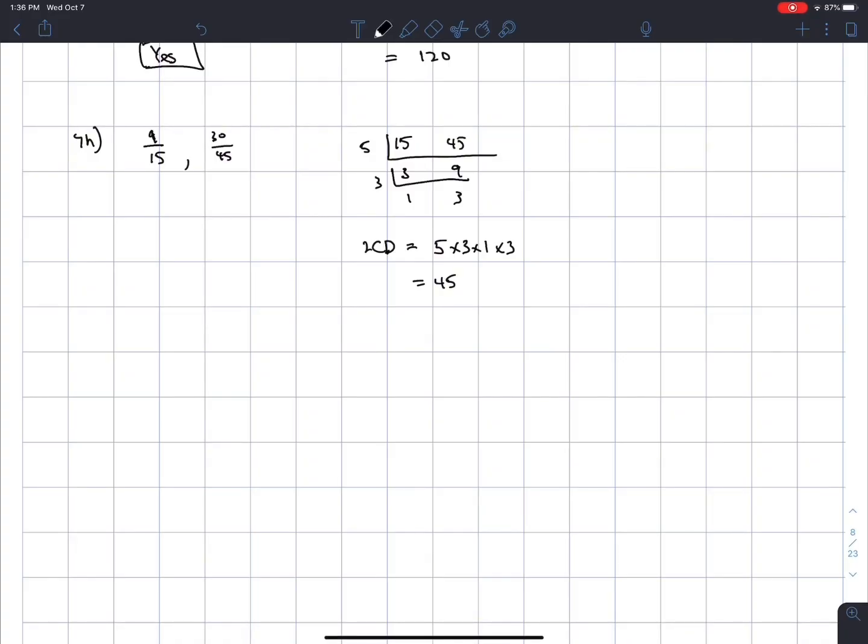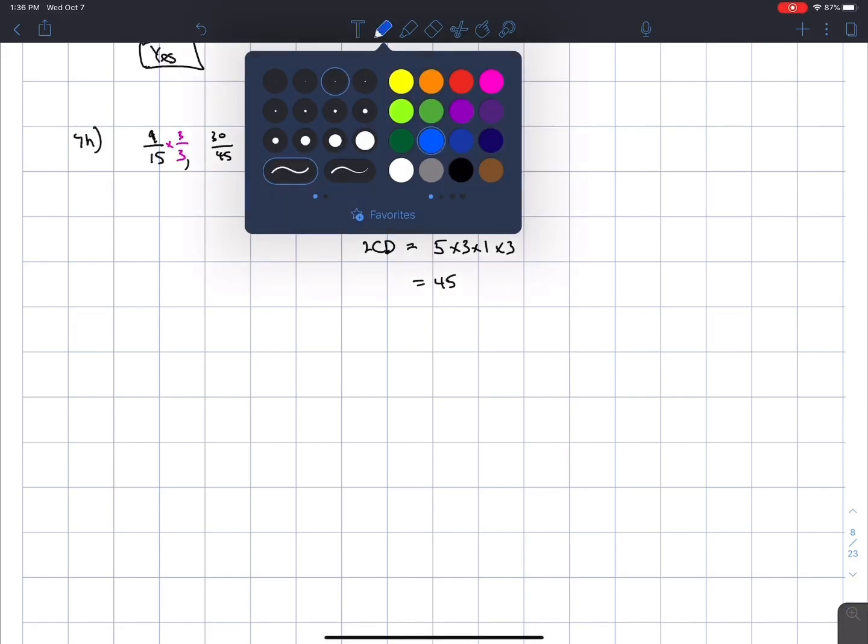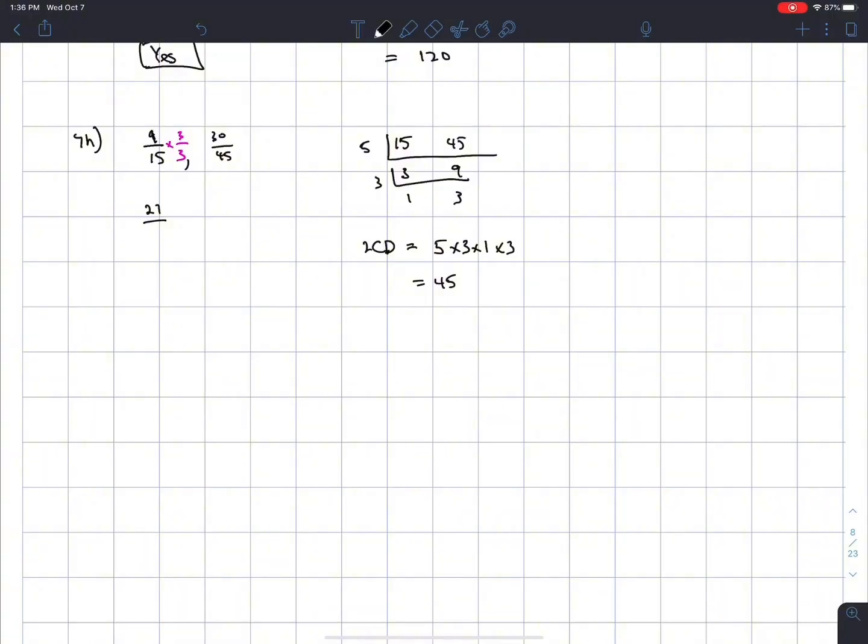For the left-hand side fraction, I need to times 15 by 3 to get to 45. So I'm just multiplying both the numerator by 3 and the denominator by 3. And I get 27 over 45. The right-hand side already has a denominator of 45, so I don't need to do anything. And now I can see that they are not equal, so it will be a no.